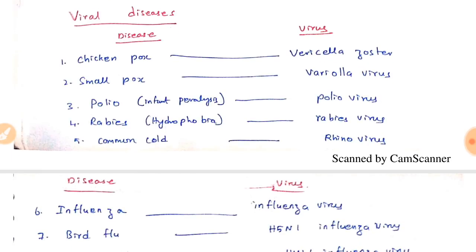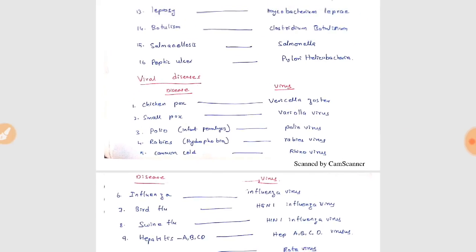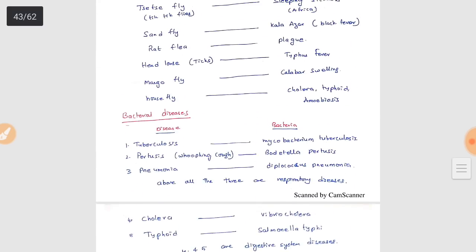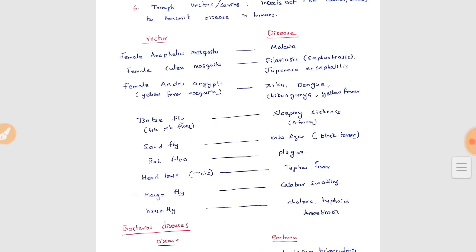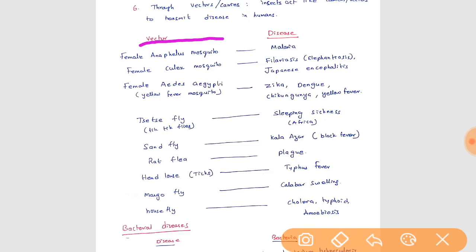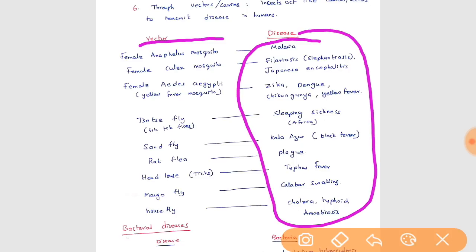So here there are two types of questions we can see, friends. Here you have to remember, many of them don't know how to answer. The diseases which are transferred through vectors, friends: malaria, filaria, Zika virus, Kala-azar, typhus, Calabar swelling, cholera, typhoid, amoebiasis, all these are transferred through vectors. That is one category.